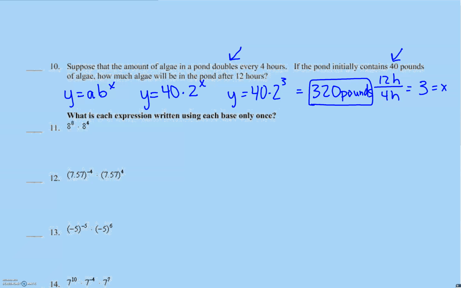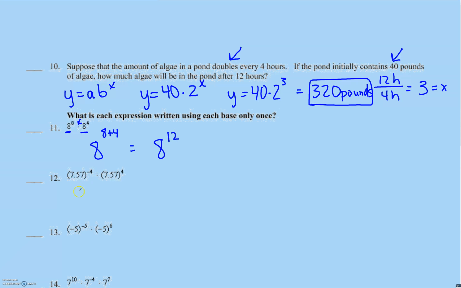(11) What is each expression written using each base only once? So we're going to keep our answer in terms of base here. In number 11, we're multiplying powers with the same base. Same bases, 8, multiplying, which means we're going to add our exponents. Keep our base, add our exponents. So 8 plus 4 is going to give me 8 to the 12th power.